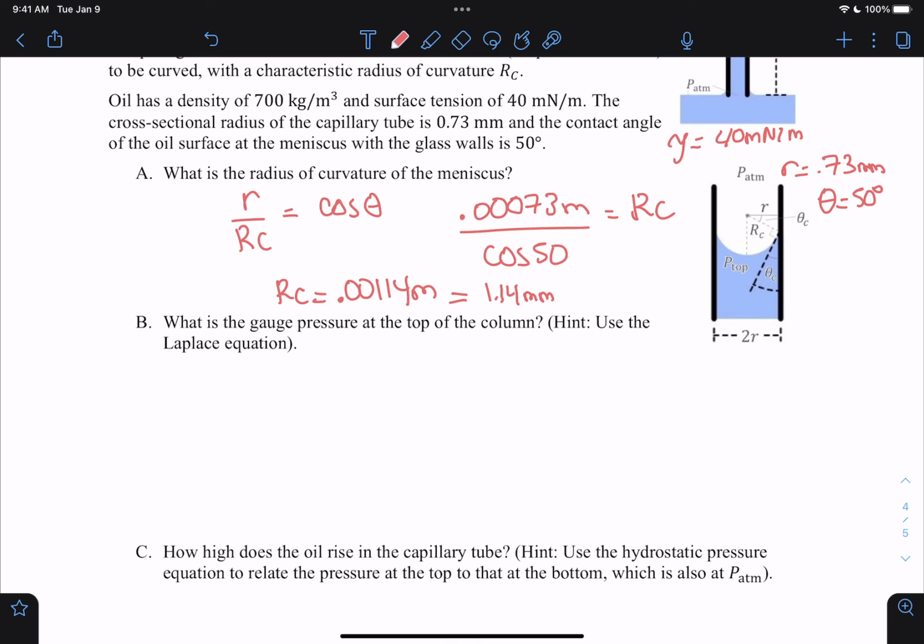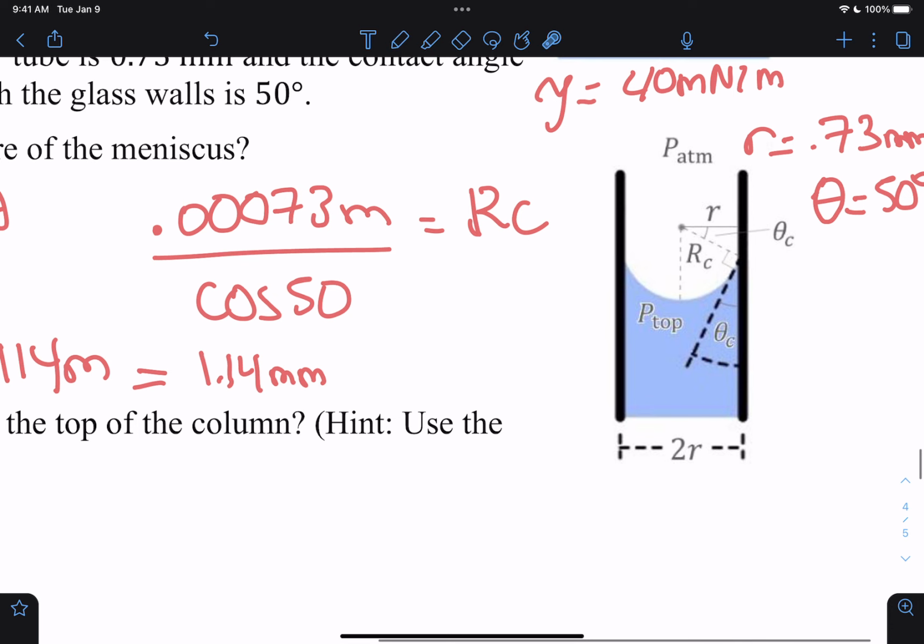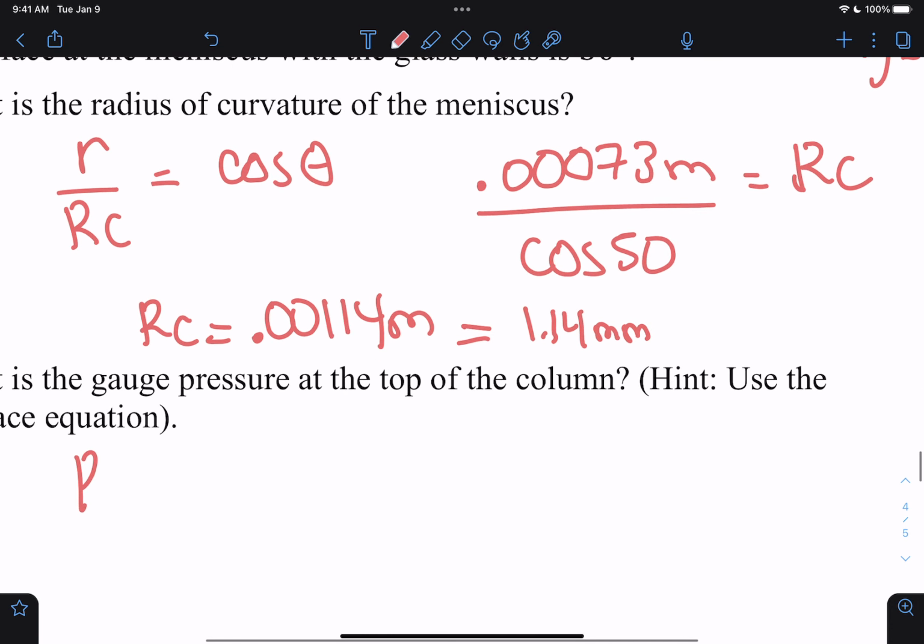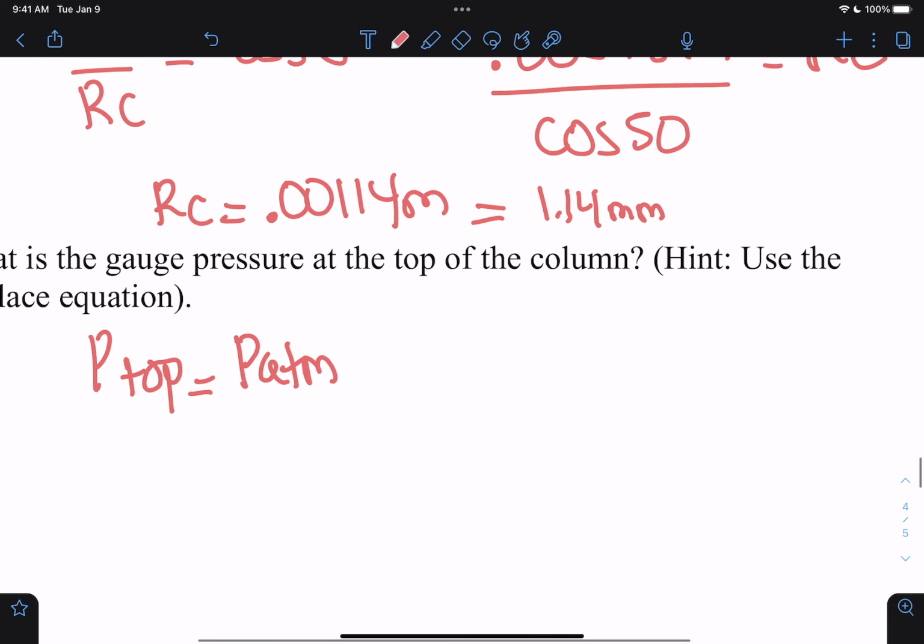Now, for part B, they're saying, what is the gauge pressure at the top of the column? Hint, use the Laplace equation, right? So we have P_n, or essentially P_n is our P top here. So P top is equal to P atmosphere, which is like our P out, right?